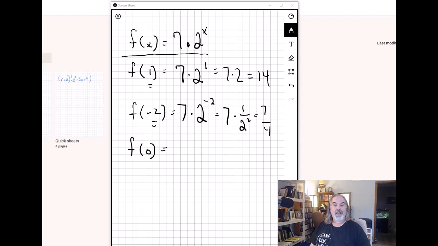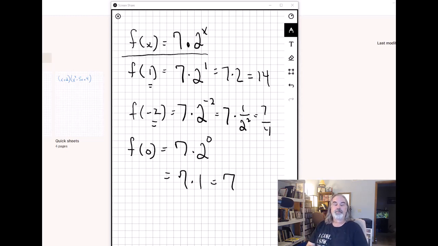Anyway, f of 0. Go up to our function. Go find the x. Plop in a 0 for the x. So that's 7 times 2 to the 0. Here's another exponent game. You need to remember anything to the 0 power is just 1. And so that value is 7.